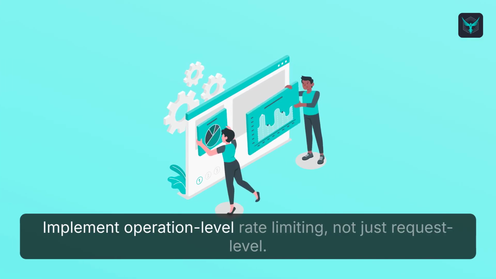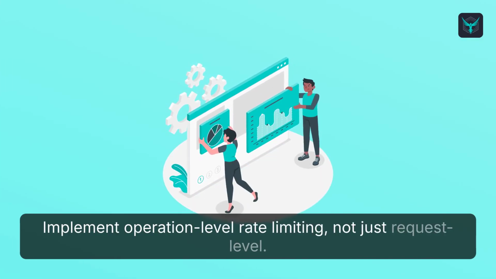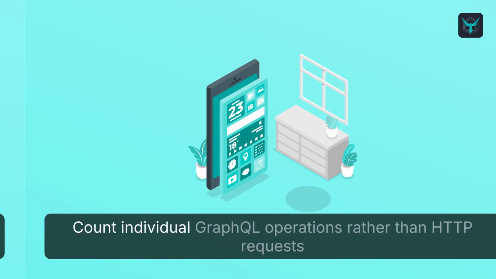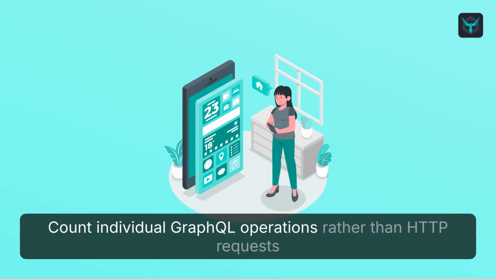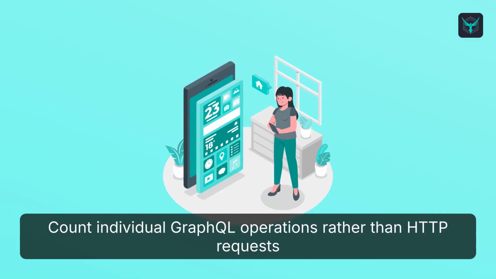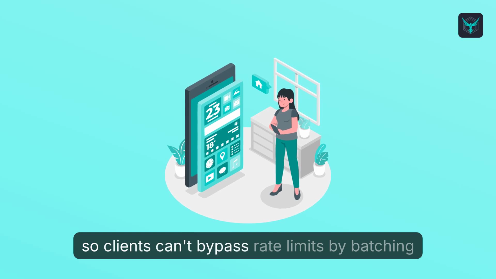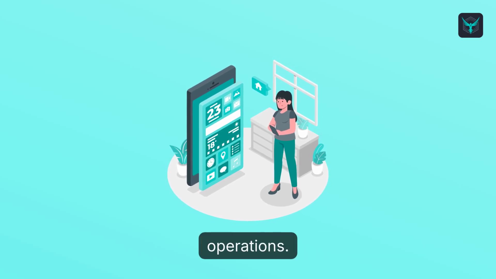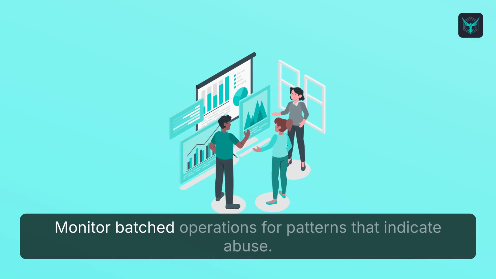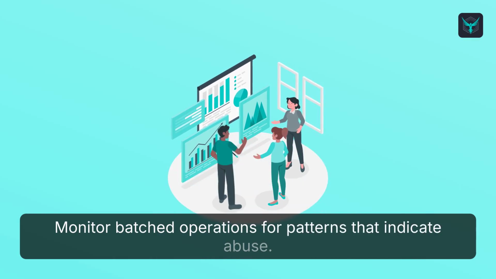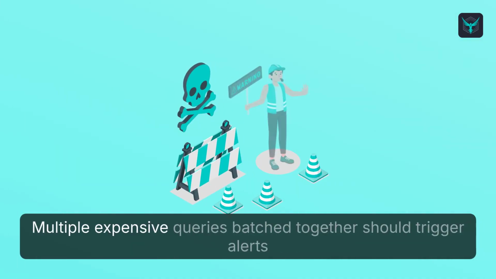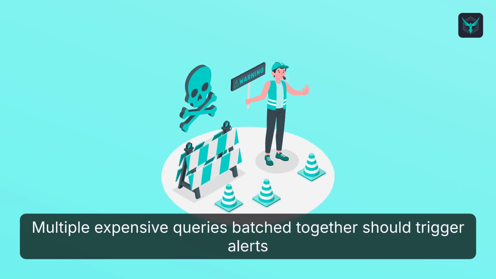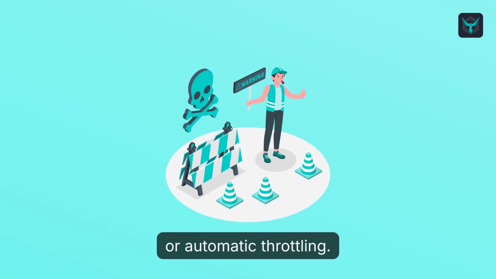Implement operation-level rate limiting, not just request level. Count individual GraphQL operations rather than HTTP requests, so clients can't bypass rate limits by batching operations. Monitor batched operations for patterns that indicate abuse. Multiple expensive queries batched together should trigger alerts or automatic throttling.